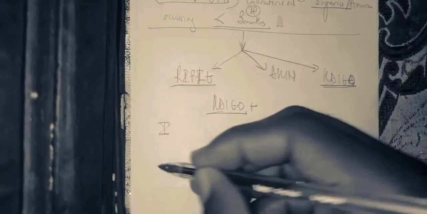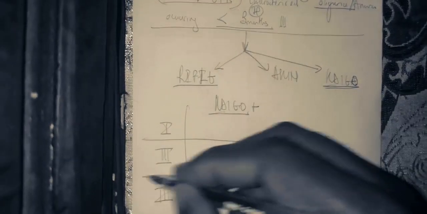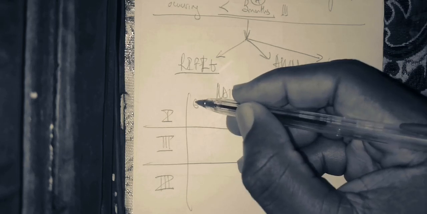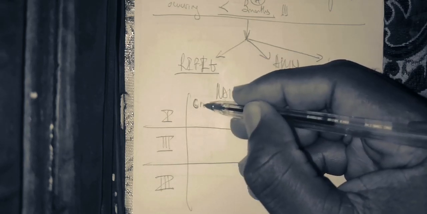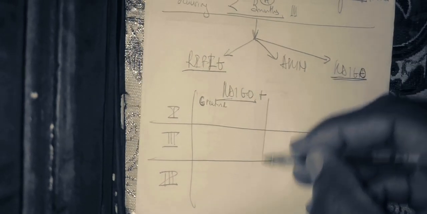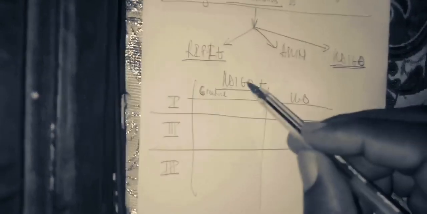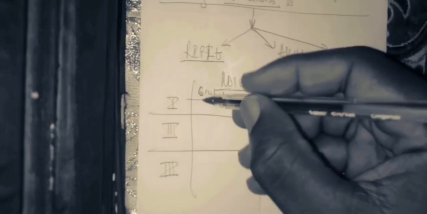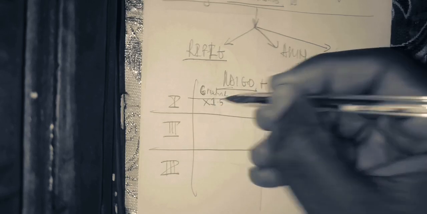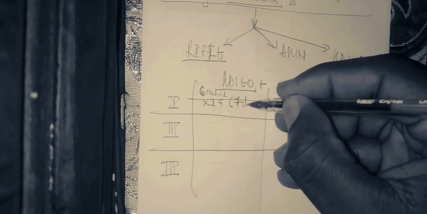Under the KDIGO classification of renal failure, you need to know that it is classified into 3 stages. Is it clear? In stage 1 of the KDIGO classification, we first have the creatinine level, and the second element is the urine output. Those are the characteristics. In stage 1, you should have an increase in creatinine from the baseline by 1.5 times within the first 7 days. Is it clear?